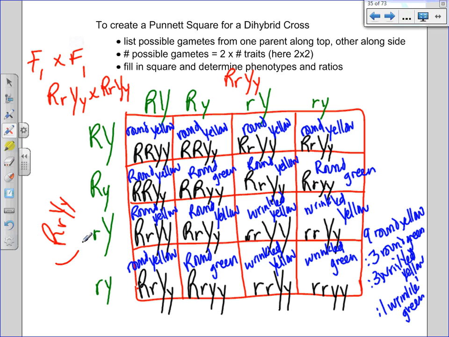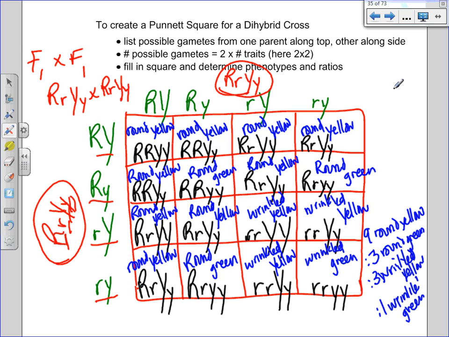Okay, so here are their genotypes for the parent. You figure out what the possible gamete combinations are. You can have big R and big Y, big R and little y, little r and big Y, and little r and little y. Since both parents have the same genotype, they have the same possible gametes, so I just wrote them the same along the top.